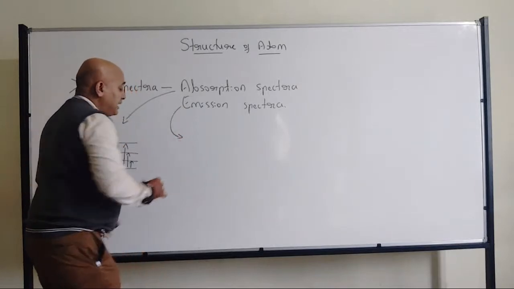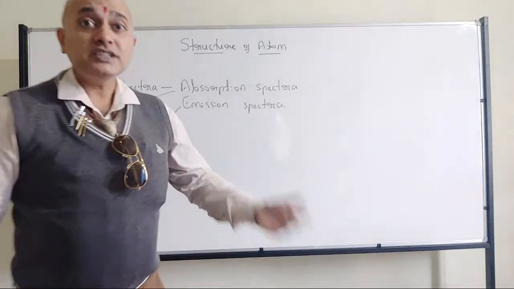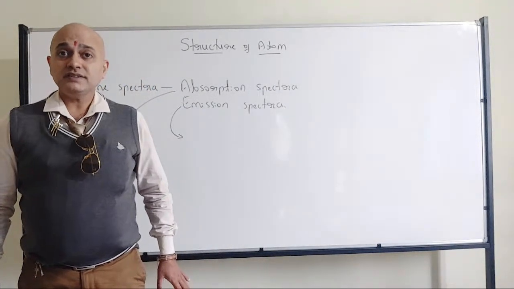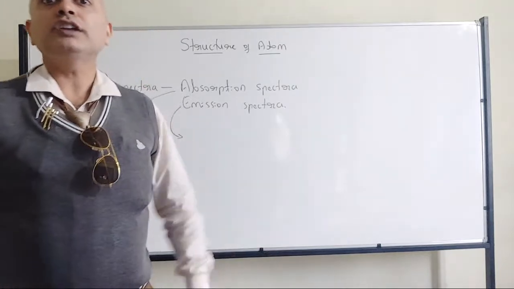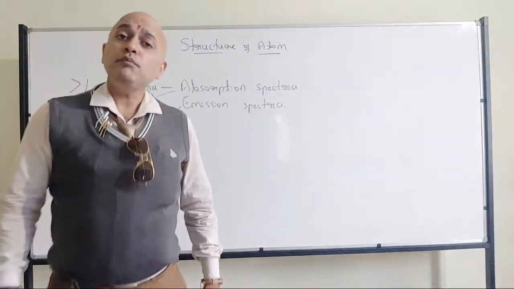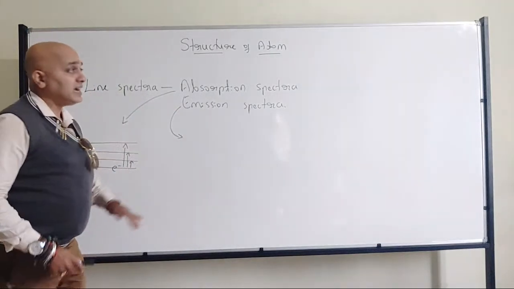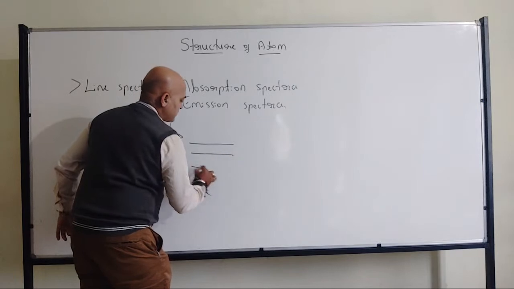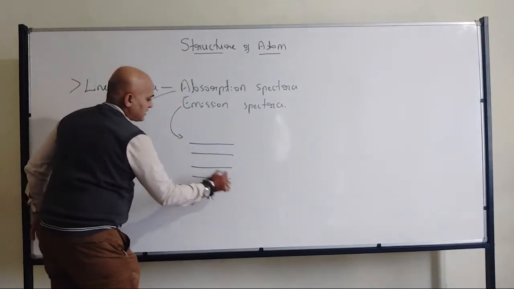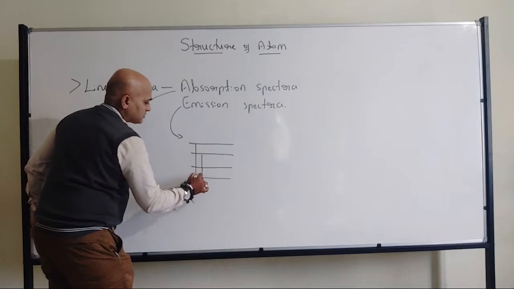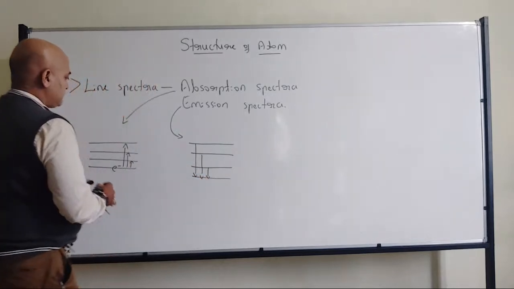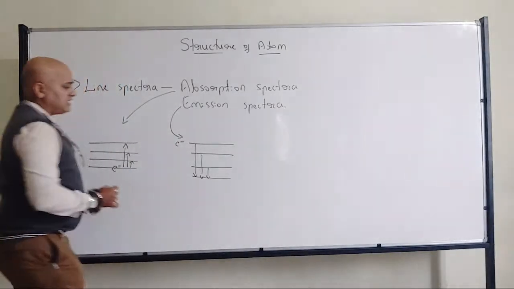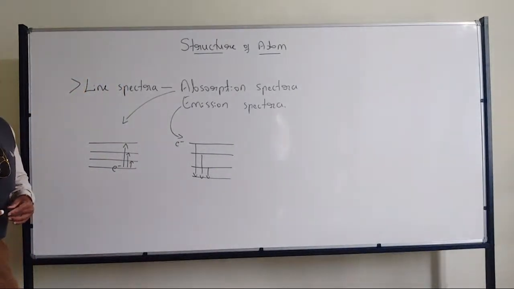So what is meant by emission spectra? Emission spectra means these are the wavelengths of radiations which has been given by the molecules, which will be emitted by the molecules. So that's why it is called as emission spectra. Now in case of the emission spectra, what will happen? Electrons will come back. Electrons from higher energy level will come back to lower energy level. All of you have understood?